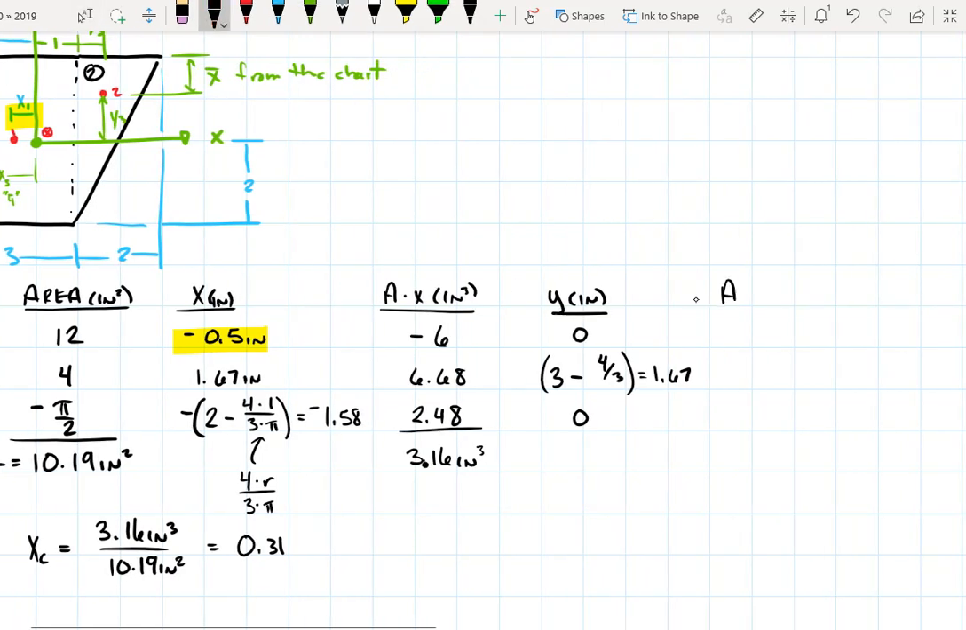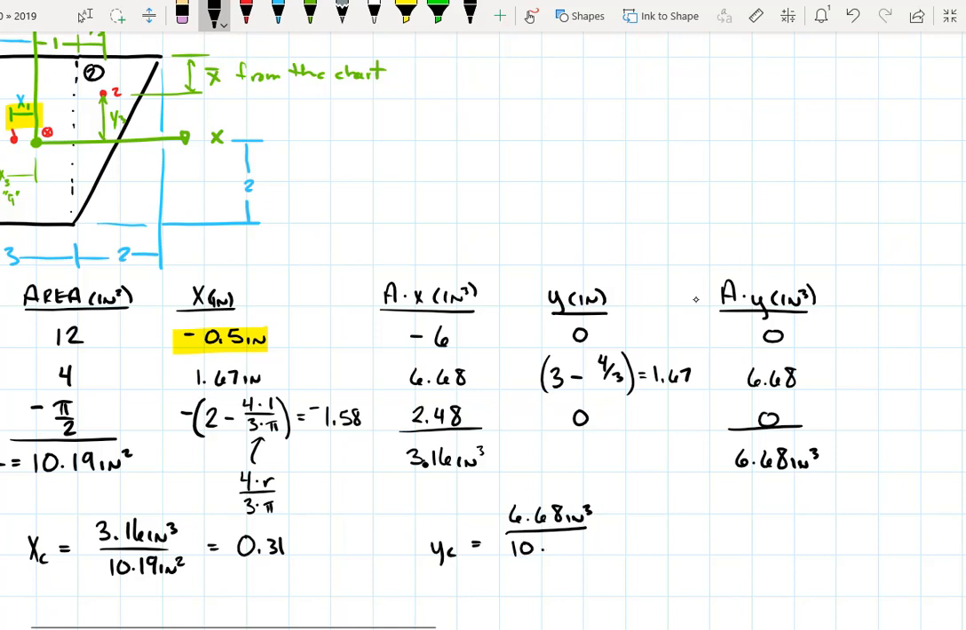A times y, y is 0 down here. Area here for the triangle is 4. 4 times 1.67 is 6.68. So the total of this is 6.68 inches cubed, and I can do y sub c is 6.68 inches cubed divided by the total area of 10.19 inches squared, which is 0.66.